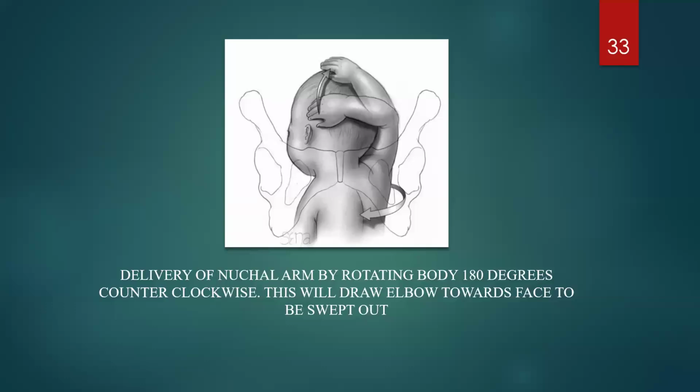So for the nuchal arm, this baby has the arm extended and it's at the neck or behind the head at the occipital region. So you rotate the body 180 degrees anti-clockwise, and this will draw the elbow toward the face to be swept out in the same way you deliver the arm that is anterior.